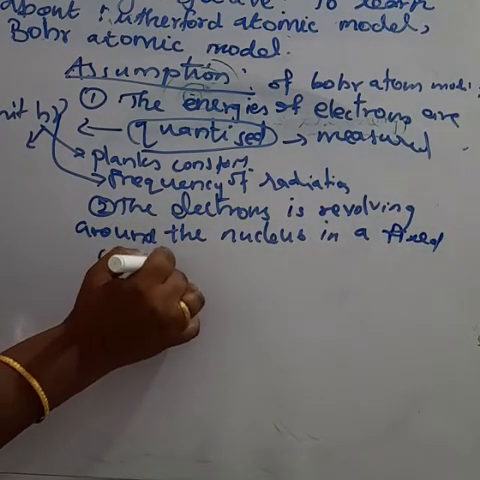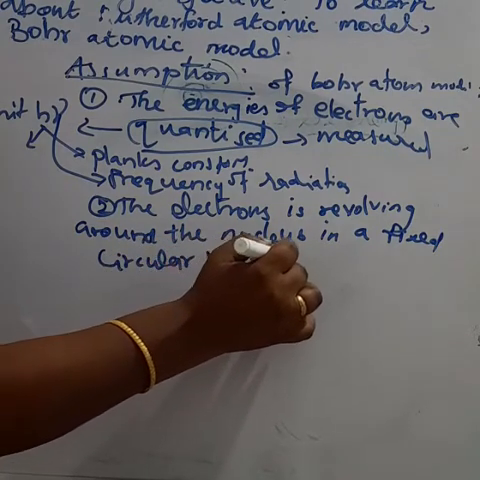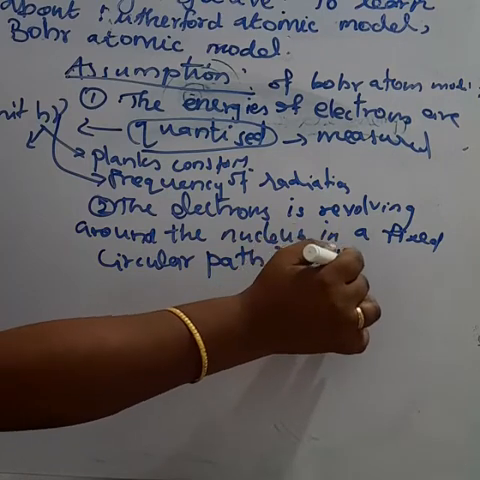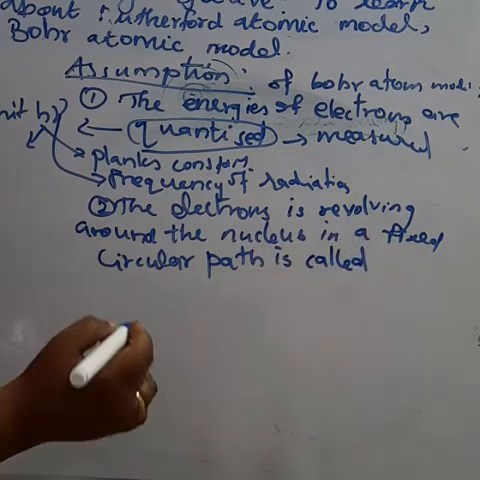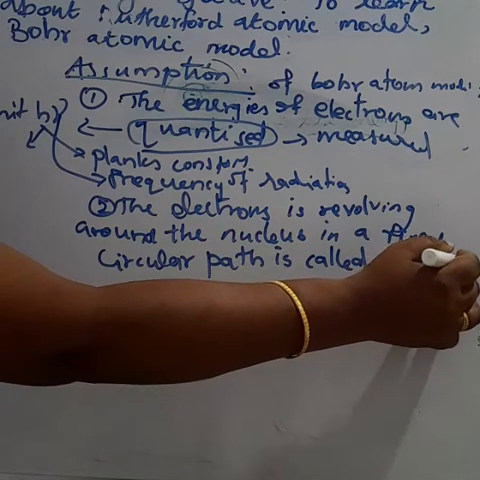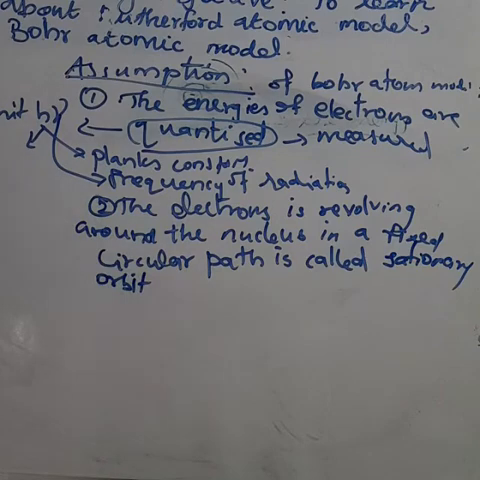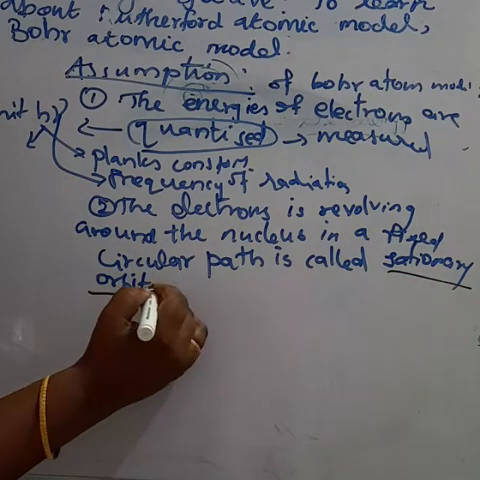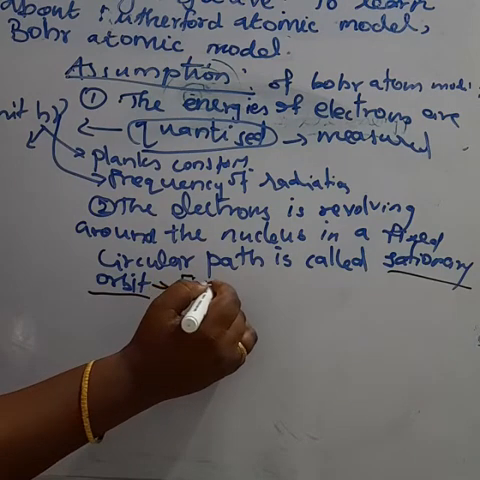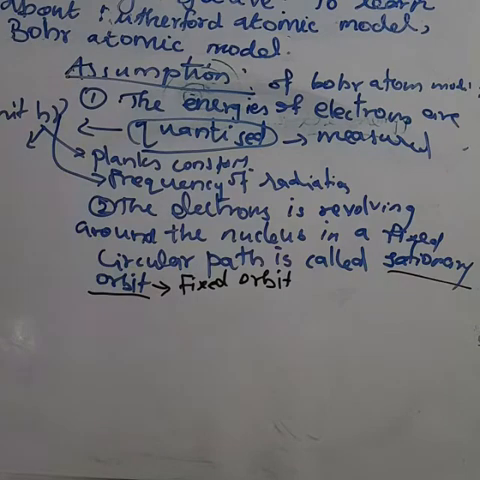The electrons revolve around the nucleus in a fixed circular path that is called a stationary orbit. What do you mean by stationary orbit? Stationary means fixed orbit. That means the electrons move only in their own orbit, not entering the other orbit.